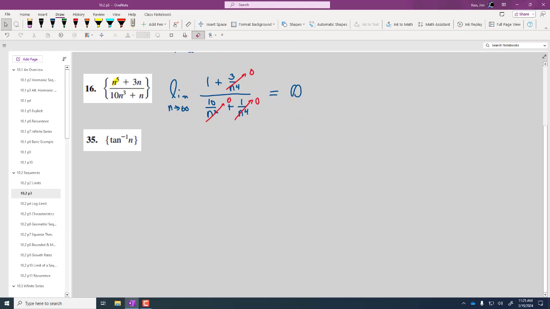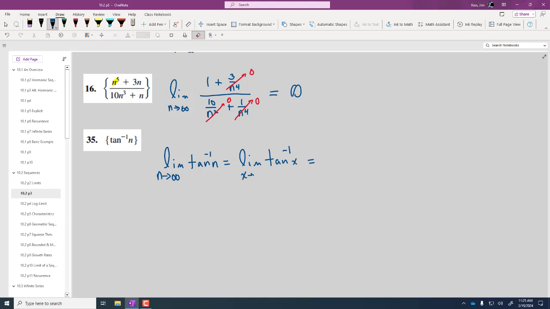All right, arctan of n. So this one, the limit of arctan of n, that's going to be the same as the limit of arctan of x as x goes to infinity. So we can think of the arctan function and the arctan sequence as being embedded within the arctan function.